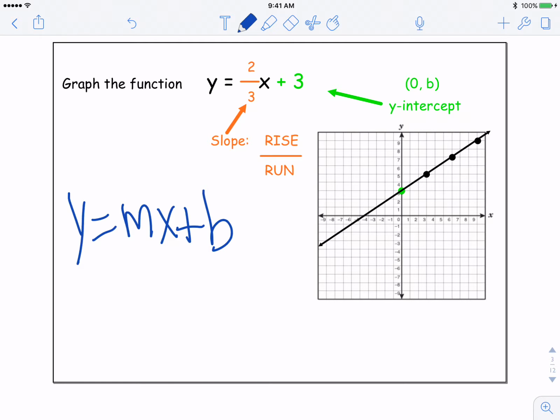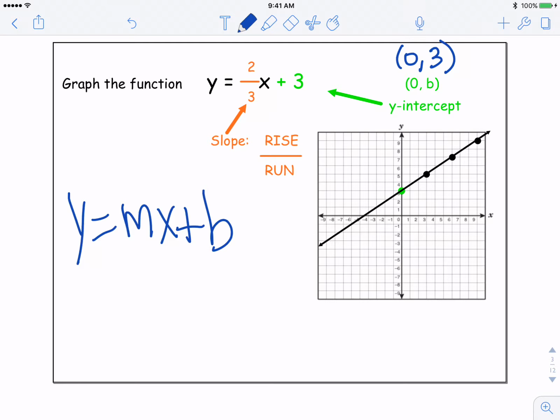So I have a y-intercept of positive 3. Remember, y-intercepts are in the form 0, b from our flip chart. So that means I'm going to have the point 0, 3 on my line. So I go 0 on my x's and up 3, so you can see the green dot on the graph. That's my y-intercept of positive 3.